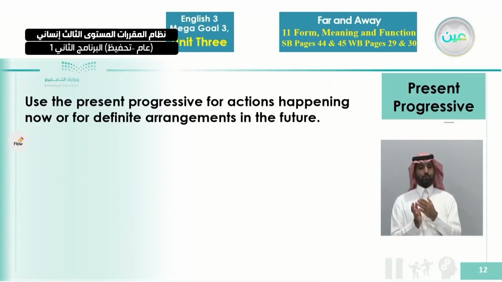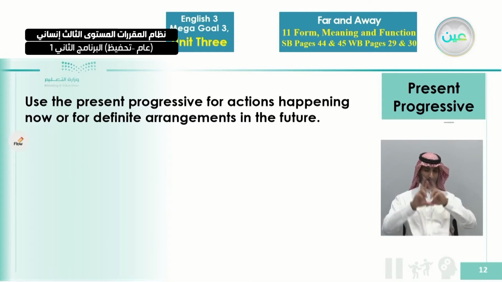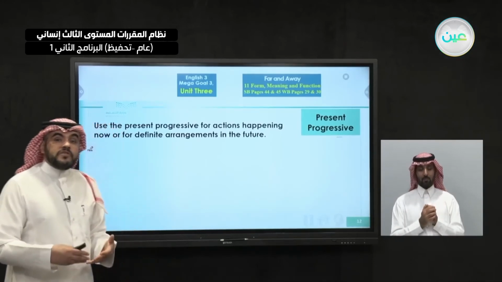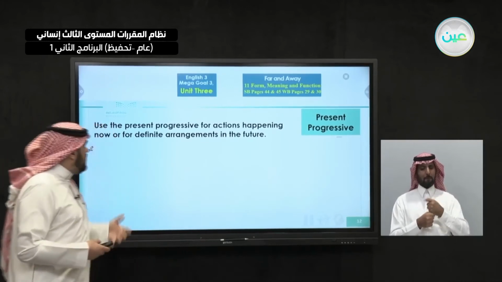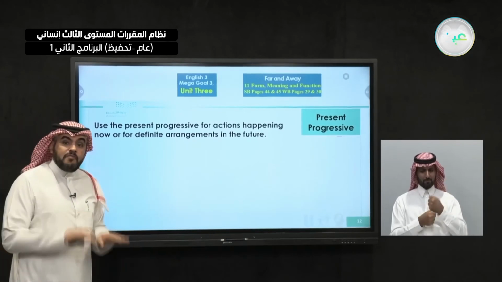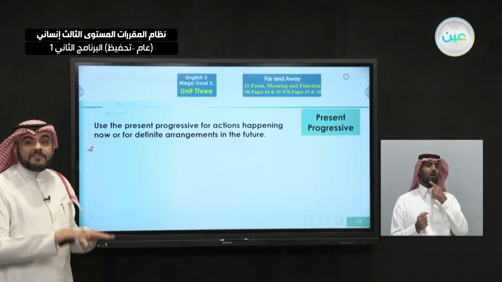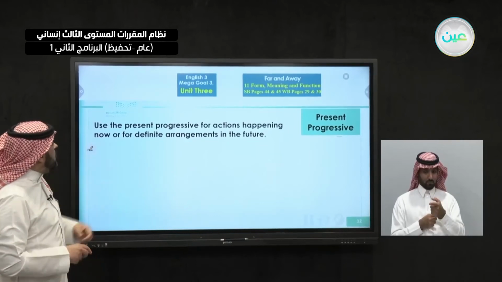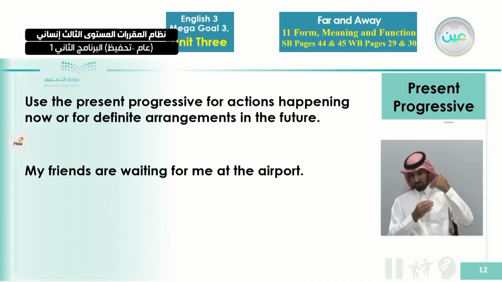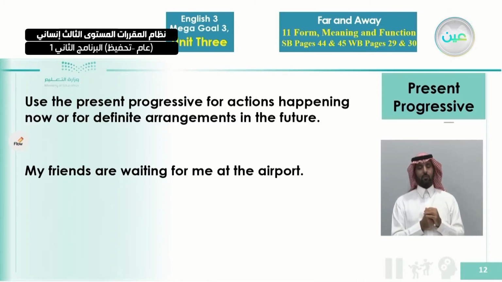Now let's talk about the present progressive. This is very easy. You remember when we reviewed the irregular verbs, we gave you a picture. If you want to describe something or the action that goes on in the picture, you should use the present progressive, or sometimes we call it present continuous. Here, use the present progressive for actions happening now, at the moment you are talking, we are describing the action as happening at this moment. Or definite arrangements in the future. We can also use it for the future. We can use it for describing something happening now or in the future.